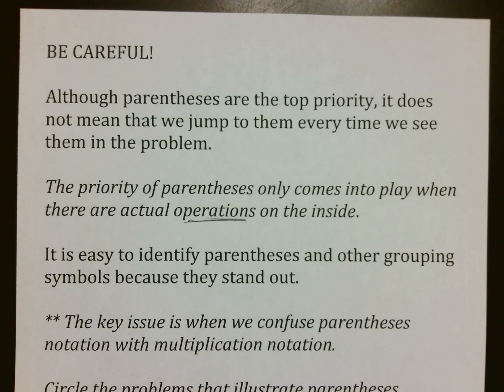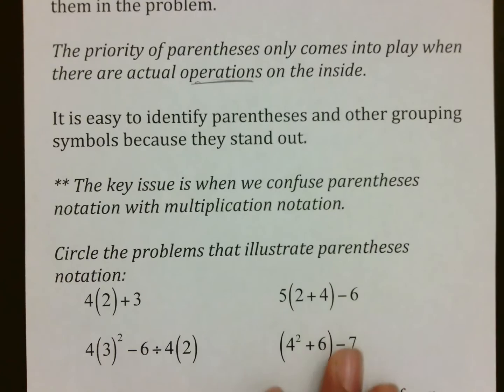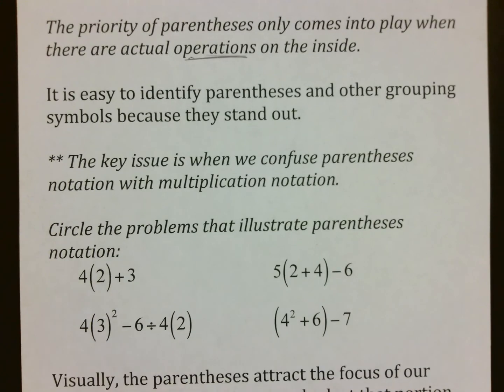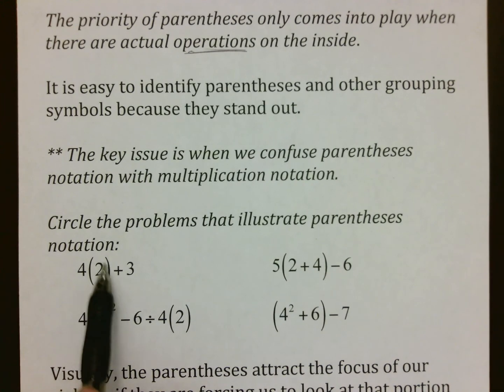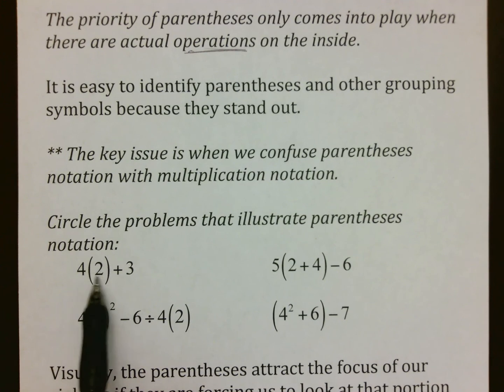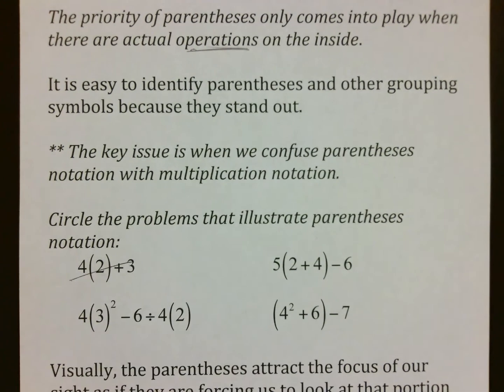It's easy to identify them in other grouping symbols because they stand out, but the key issue is whenever we confuse parentheses notation with multiplication notation. So what we're going to do is circle the problems that are parentheses notation, not multiplication notation. And again, the way we do that is by looking at this and saying, is there anything inside these parentheses that can be worked out? And the answer to that is no. This is just a 2. That is not parentheses notation, that is multiplication.